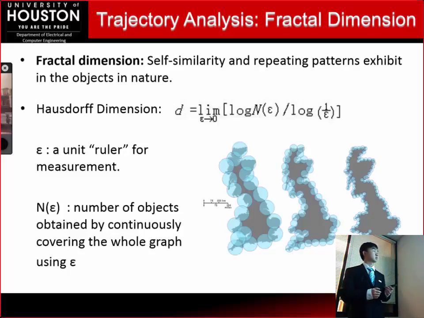So epsilon is a unit ruler for the measurement, and N is a function of epsilon, the number of objects obtained by continuously covering the whole graph using epsilon. So maybe we use a larger epsilon to measure the coastline of Britain, and we will get, for example, 20. But if we use a smaller one, then we will get a count of 100. Then we take the least squares regression, and we get the fractal dimension.